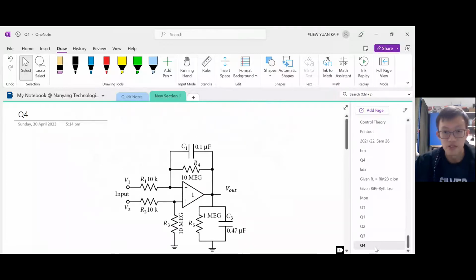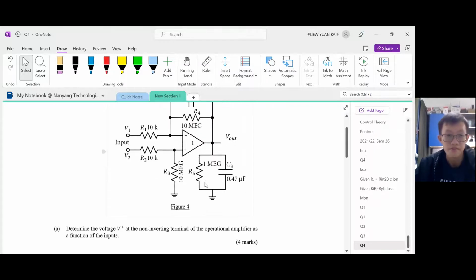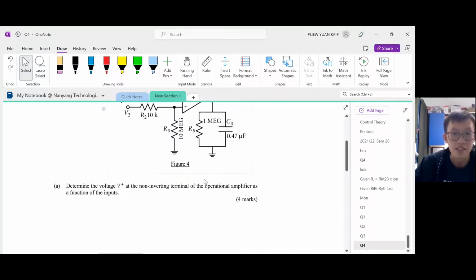Okay, so let's move on to question 4. This is question 4. So question 4. Find V plus. Okay, so V plus.